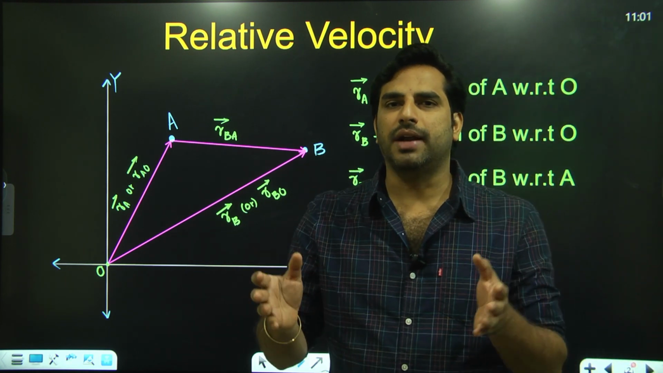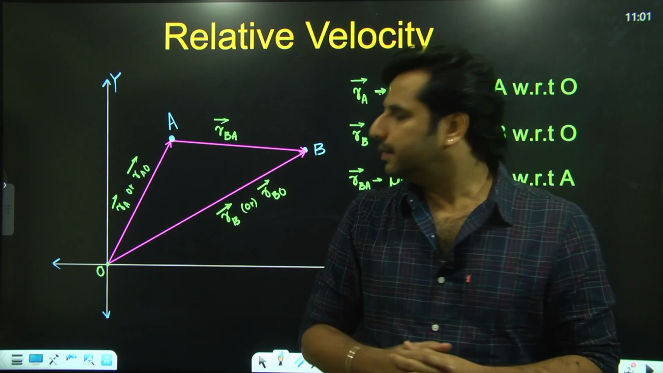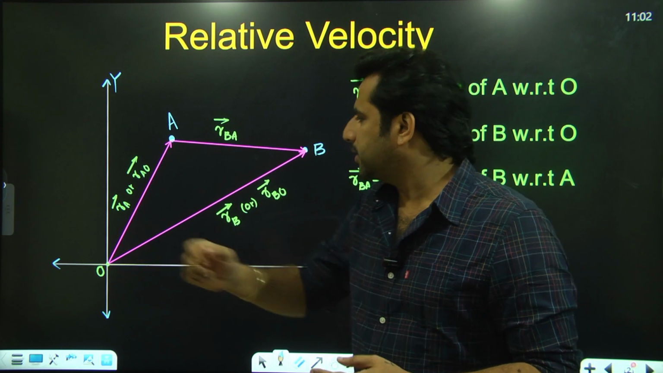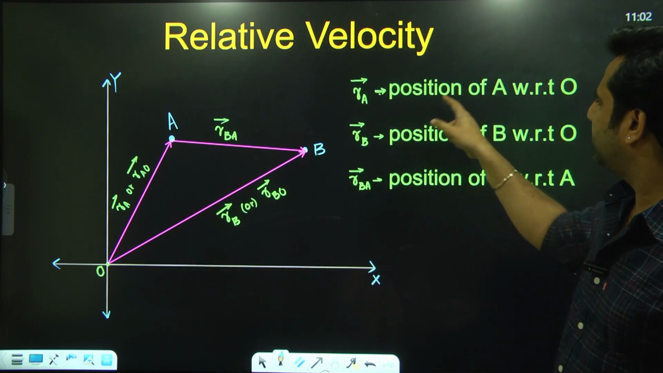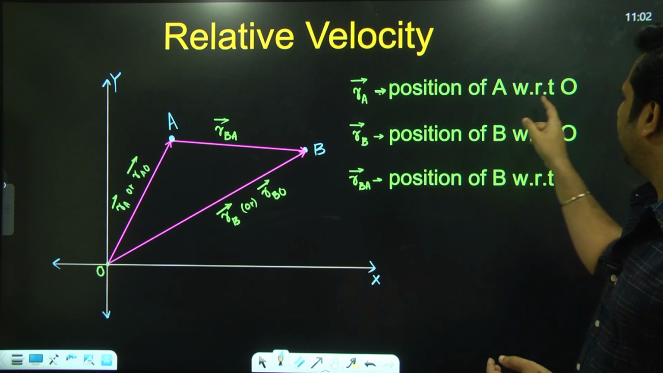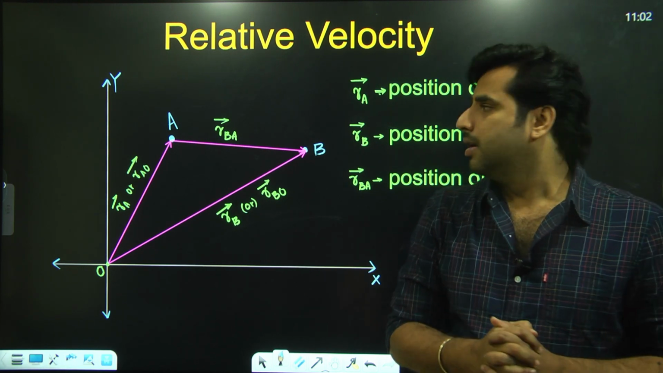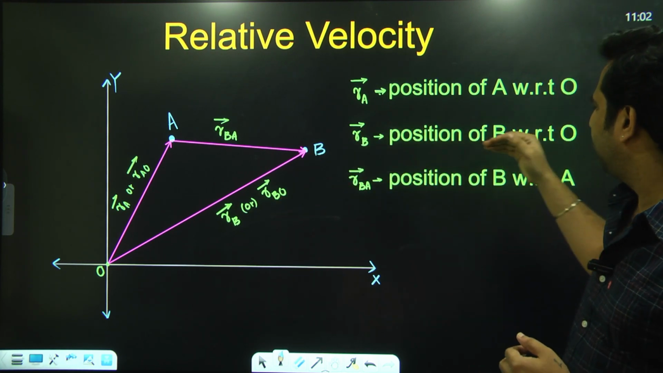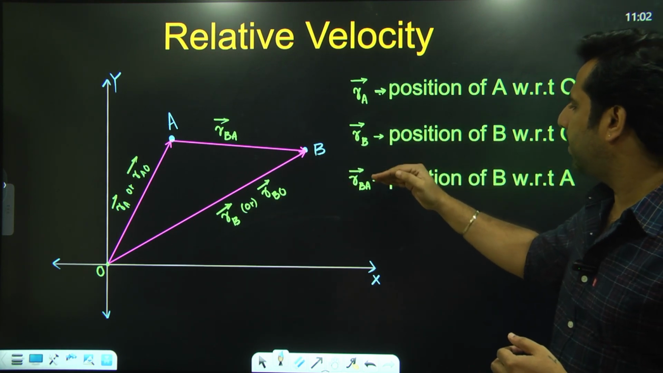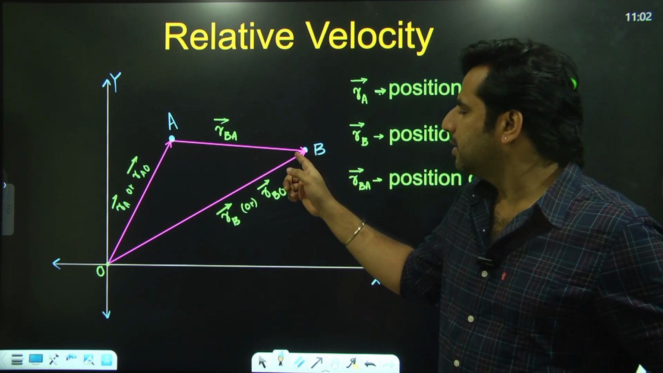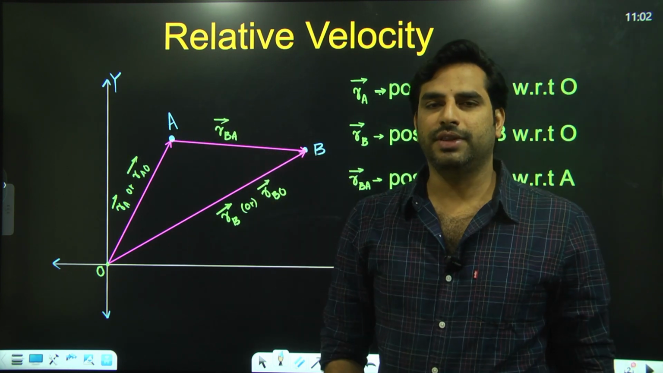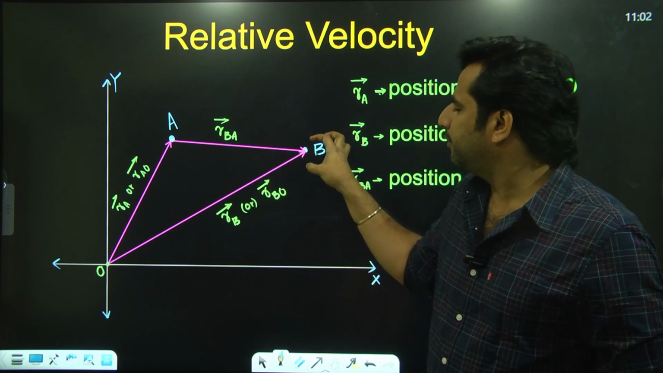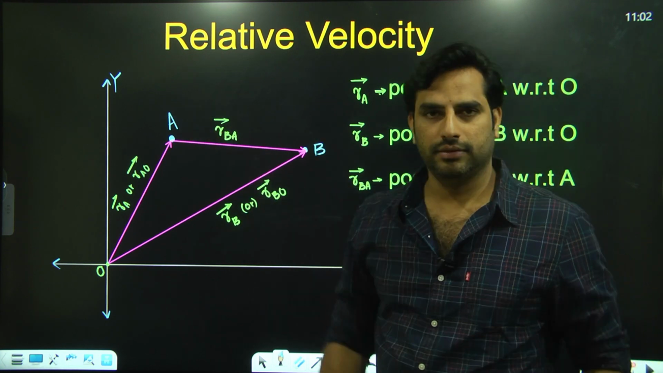Say there are 2 points or particles A and B. I have given position vectors to A and B with reference to the origin. So RA bar is defined as position of A with respect to O. WRT stands for with respect to. And RB bar is position of B as seen from O, or position of B with respect to O. RBA bar is position of B as seen from A, or with respect to A. So this vector AB bar gives us the position of B with respect to A.